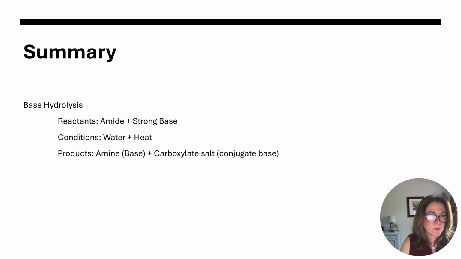Okay, so brief summary here. With base hydrolysis, your two reactants are an amide and your strong base. These conditions are under water and heat. Remember that those bases are going to form ions. So again, we do have ions floating around in solution that are going to help us cleave that bond. So again, our conditions are water and heat, and then our products will be our amine, that's our base, and our other product will be our carboxylate salt, and that is our conjugate base.